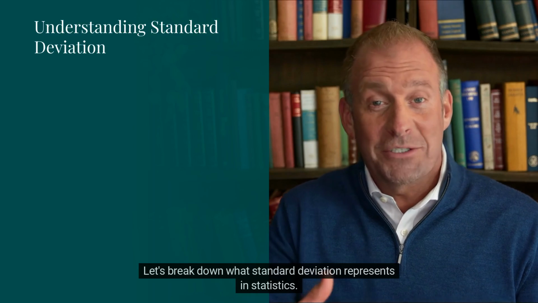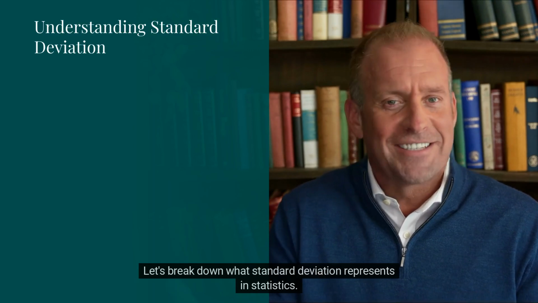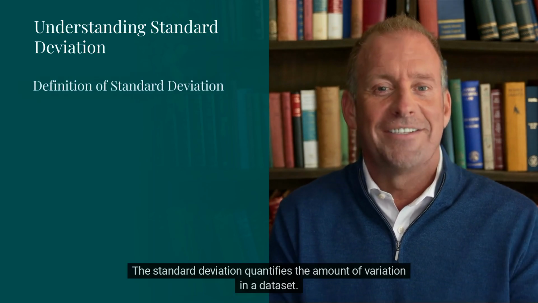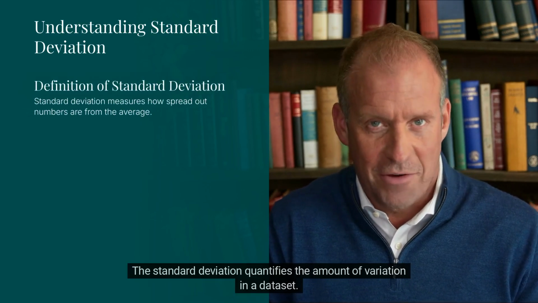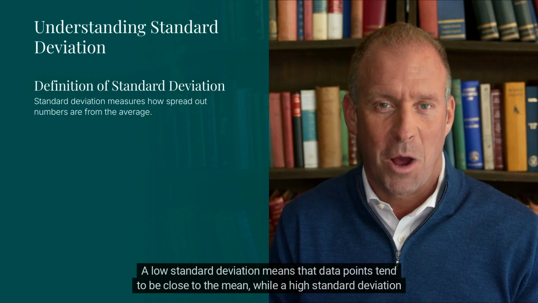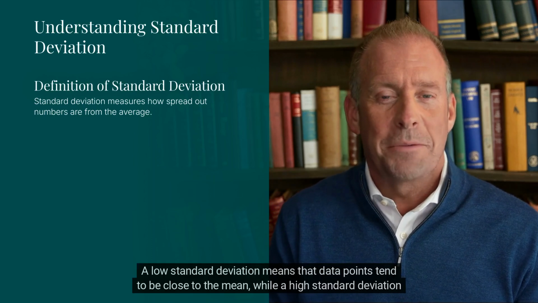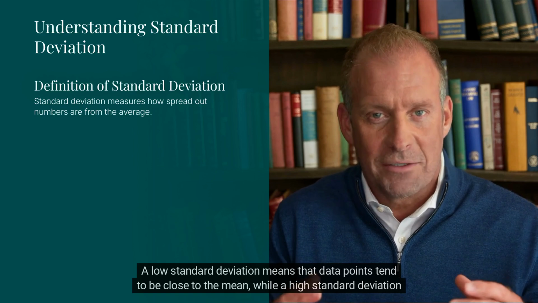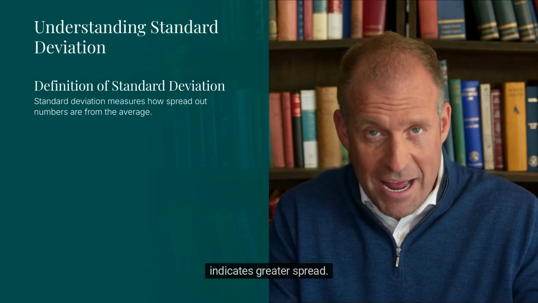Let's break down what standard deviation represents in statistics. The standard deviation quantifies the amount of variation in a dataset. A low standard deviation means that data points tend to be close to the mean, while a high standard deviation indicates greater spread.